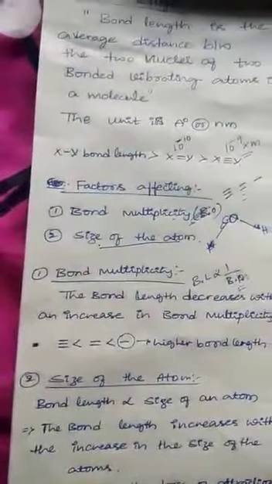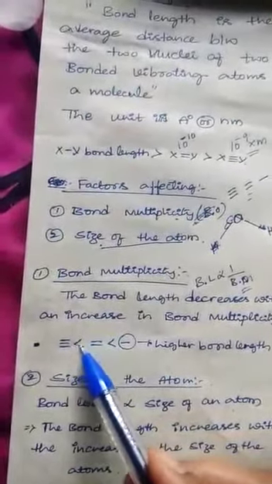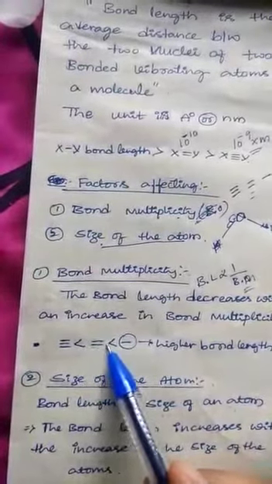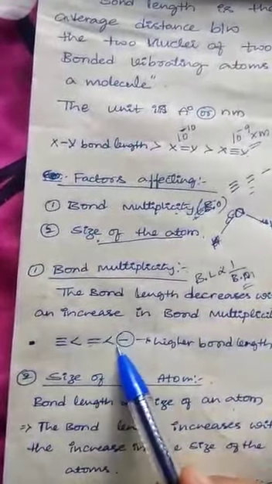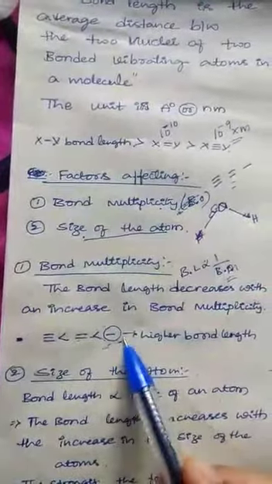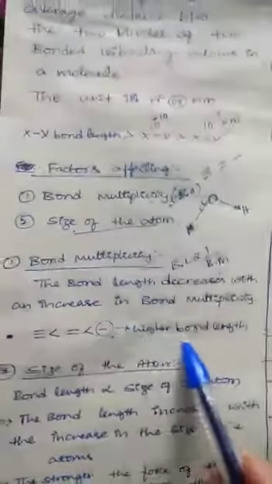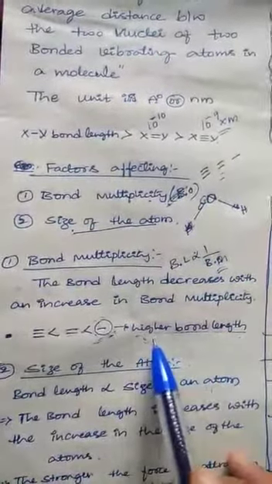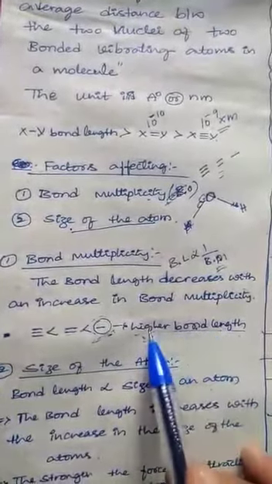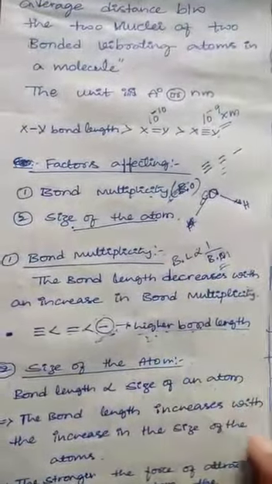We can say here that a triple bond has the least bond length when compared to a double bond. A double bond has a smaller bond length when compared to a single bond. So a single bond has the highest bond length, with the lowest bond multiplicity.